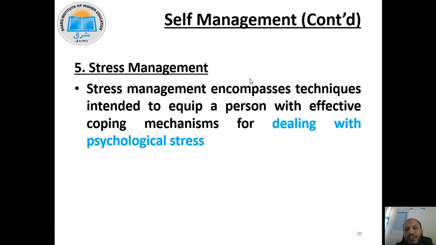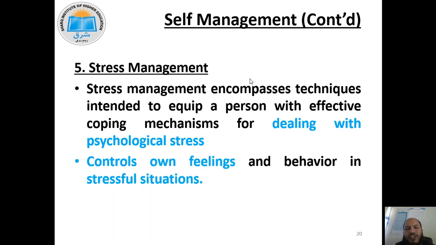So stress management encompasses techniques intended to equip a person with effective coping mechanisms for dealing with psychological stress. Stress is one of the most dangerous things for project managers. So the project manager should have the ability to control his psychological stress. He should deal with that, and he should control his feelings and his behavior in the stressful situation to achieve the project goal and quality.